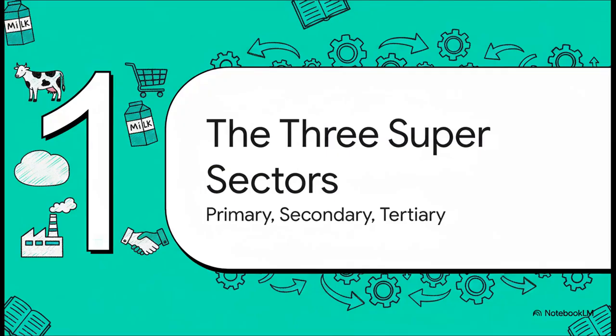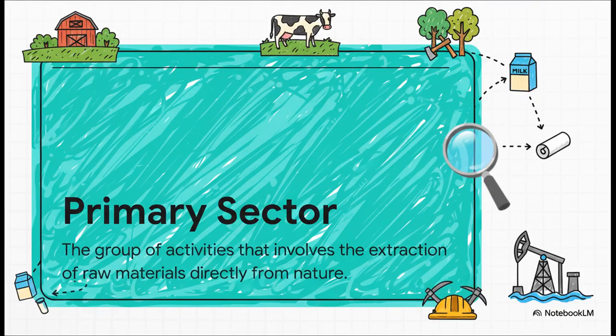Now, there are so many different jobs in the world, right? A farmer, a car mechanic, a doctor, even the person delivering your Zomato order. To understand all this, we've put them into three big teams, or as I like to call them, the three super sectors. They are primary, secondary, and tertiary. Let's meet the teams. First up, we have the primary sector.